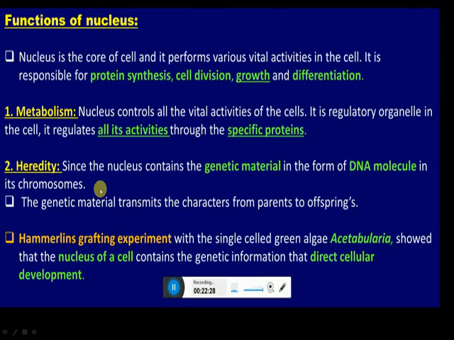Heredity is the second, an important function, since the nucleus contains genetic material, that is chromatin or chromosome, in the form of DNA molecules in the chromosome. The genetic material transfers characters from parents to offspring, or from one generation to the next. Hammerling's grafting experiment is asked as a 2 marks short question. Hammerling's grafting experiment with the single-celled green alga Acetabularia showed that the nucleus of a cell contains genetic information that directs cellular development.